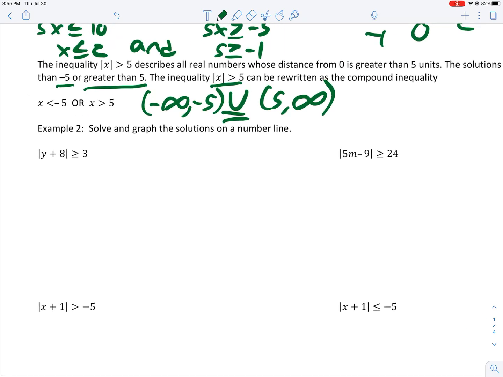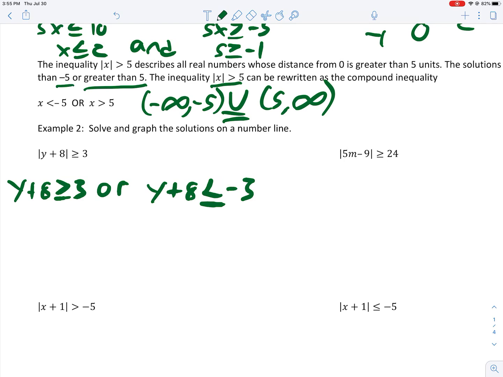Same idea. We're going to solve it just like we did the last three. What numbers have an absolute value greater than or equal to 3? That would be numbers like 4, 5, 6, 7, but it would also be numbers that are less than negative 3, like negative 4, negative 5. Now, is this an and or an or? Well, this is going to be an or.